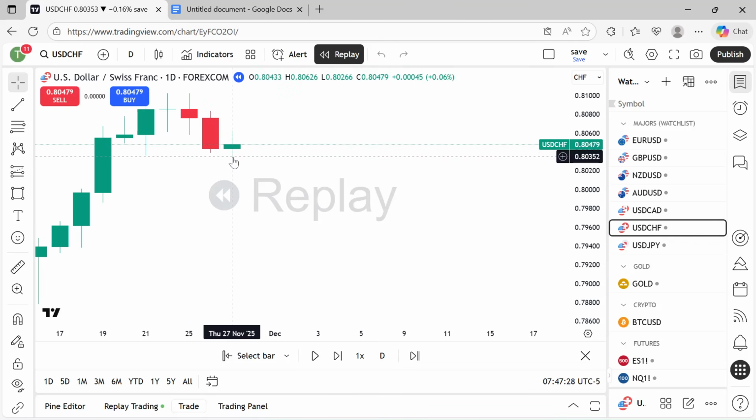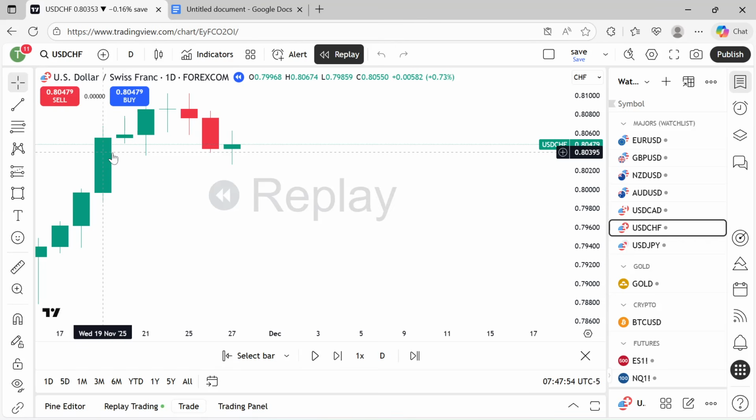But then what happens into the close is it fails to displace, which now makes it what? That now makes that a failed 2. And what a failed 2 indicates is that a reversal is right around the corner. And why is that? Let's think a bit deeper. Well, I just told you earlier that everything revolves around liquidity.